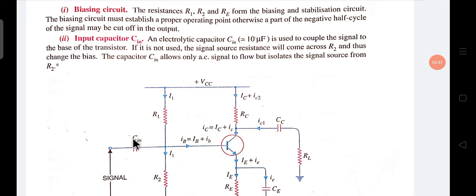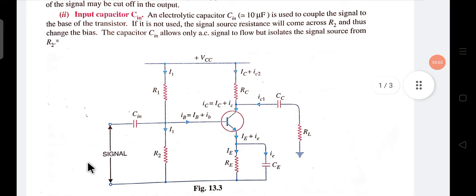Now first of all, we see the input capacitor. That means there is a capacitor in our input circuit. An electrolytic capacitor, Cin, nearly equal to 10 microfarad, is used to couple the signal to the base of the transistor. That means the signal we apply is coupled to the base of the transistor through this capacitor.